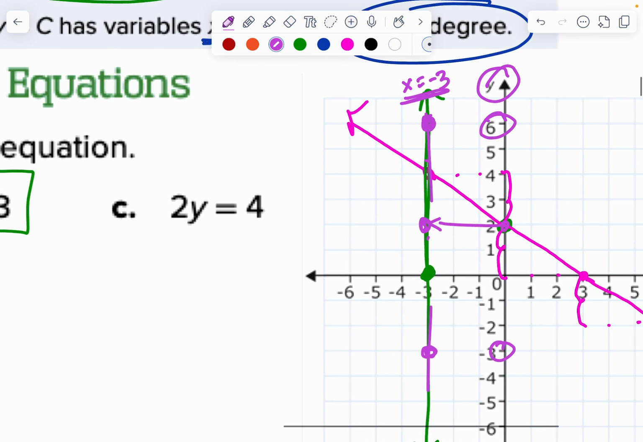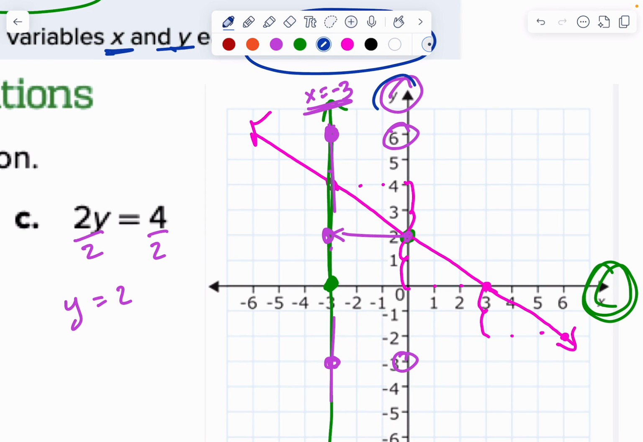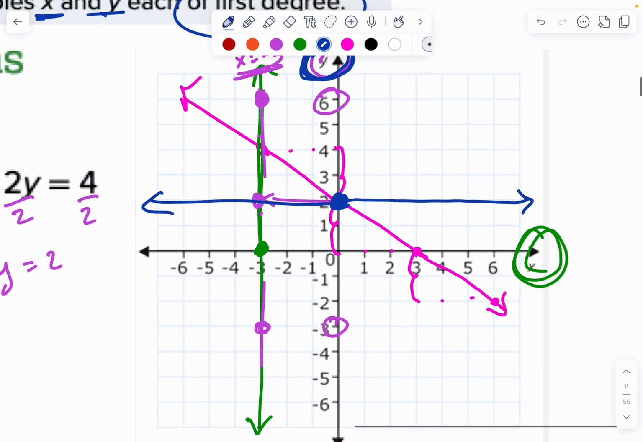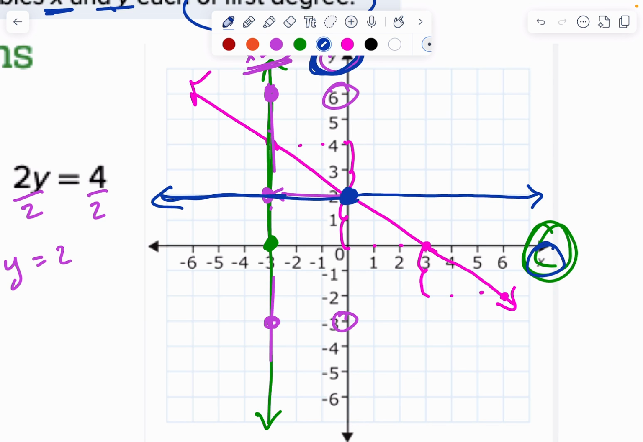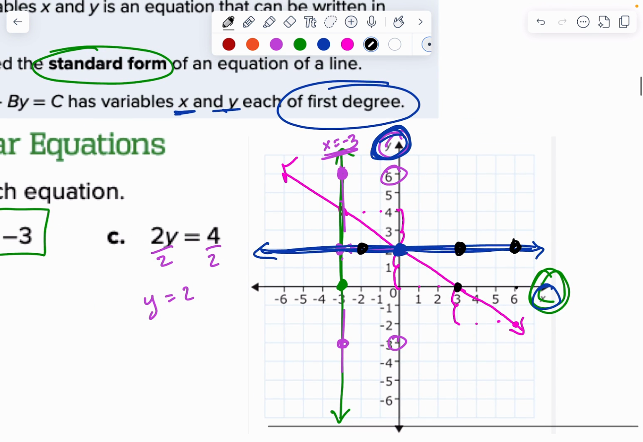Now this one, 2y equals 4, if I divide by 2, y equals 2, and that means I go to 2 on the y-axis, right? 2 on the y-axis is this guy right here, and he is going to be a horizontal line that goes back and forth this direction, just like that, okay? That confuses people too, but y equals 2 is going to go horizontal because no matter what x is, if x is 3, y is 2. If x is 6, y is 2. If x is negative 2, y is 2, right? Every value of x has a y-coordinate that is 2, okay?